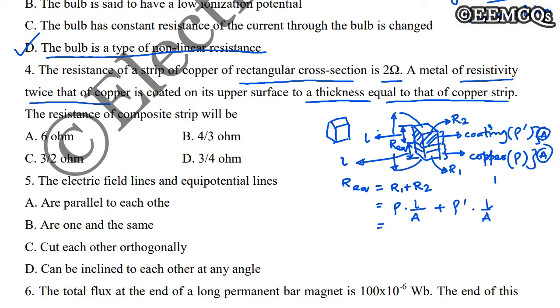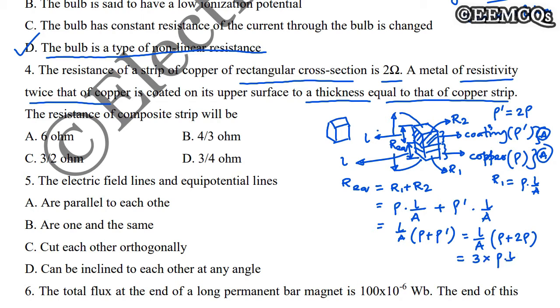That means this R1 is equal to rho L by A. And finally from this, what we get? L by A into rho plus rho dashed. Now you see here, it is being said that the coating material has got resistivity twice that of the copper. That means rho dashed will be equal to twice rho. So we can write this as L by A into rho plus 2 rho, that is 3 into rho L by A.